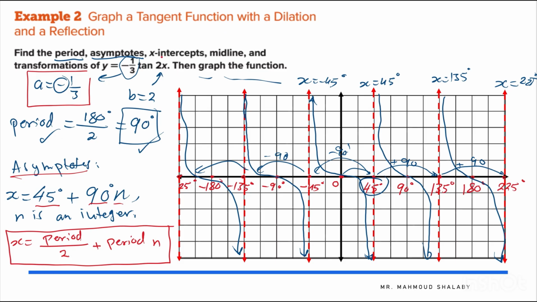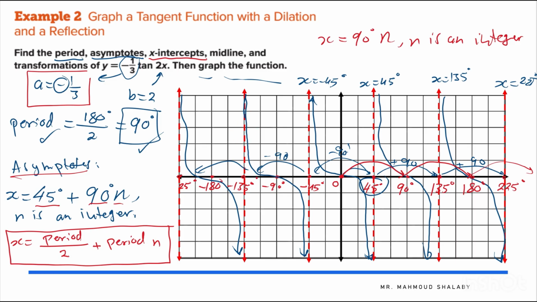This is for the asymptote. What about the x-intercepts here? To find the x-intercepts, remember, what will happen? It's after 90, then after 90, then after 90, which means x equals, what is the first intercept? The first intercept is 90 degrees, and it's repeating every 90, which means directly I will do 90n, where n is an integer.